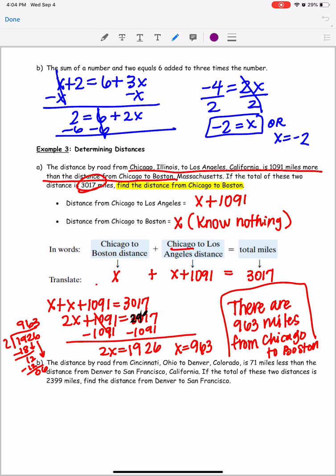So let's try another one like this. The distance by road from Cincinnati, Ohio to Denver, Colorado is 71 miles less than the distance from Denver to San Francisco, California. If the total of these two distances is 2,399 miles, find the distance from Denver to San Francisco. So, we've got two distances. We got Cincinnati to Denver.